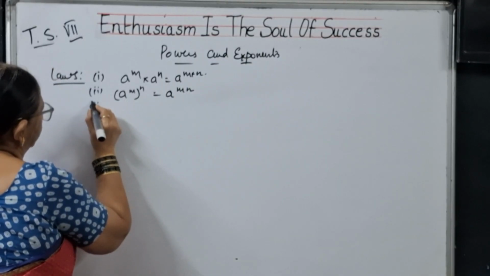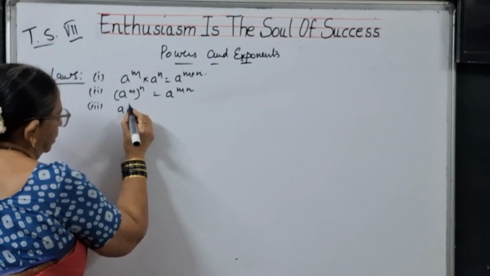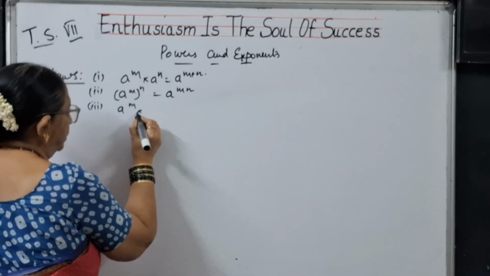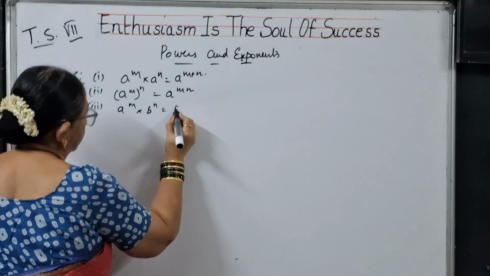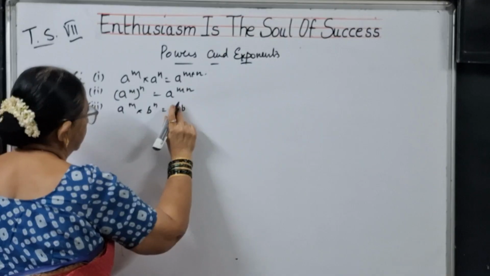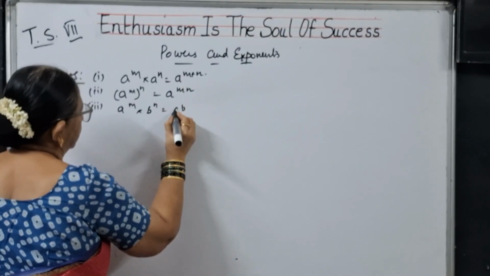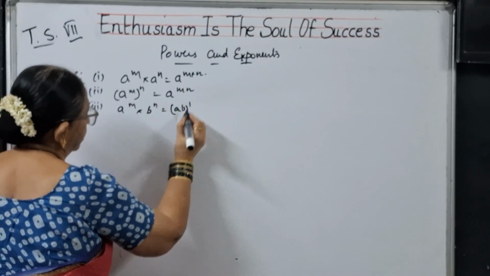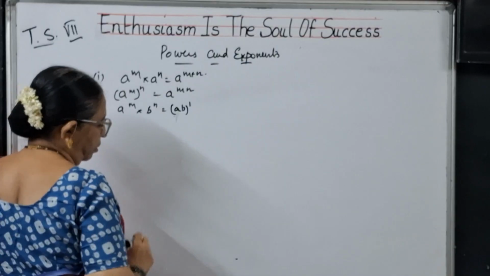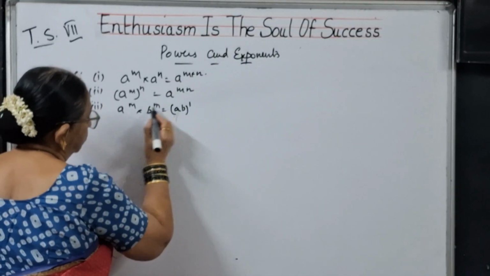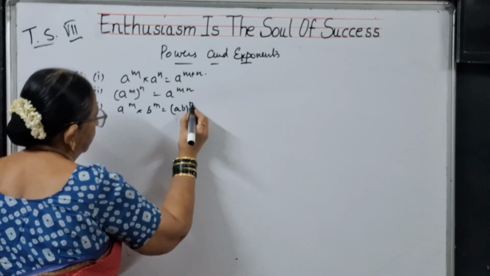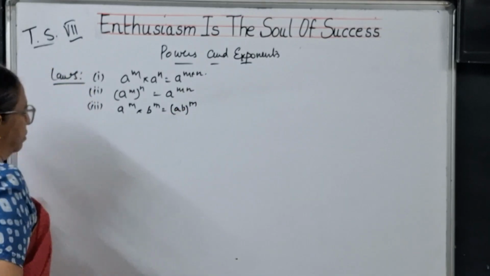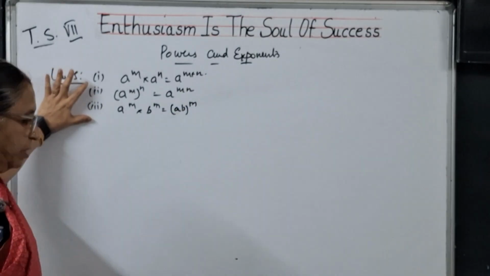And the third one is a to the power of m into b to the power of m is equal to ab whole to the power of m. Both base powers should be same. This we have studied in the previous class.